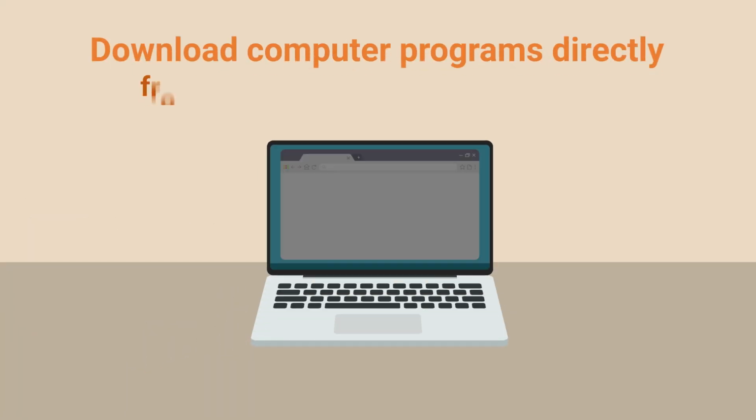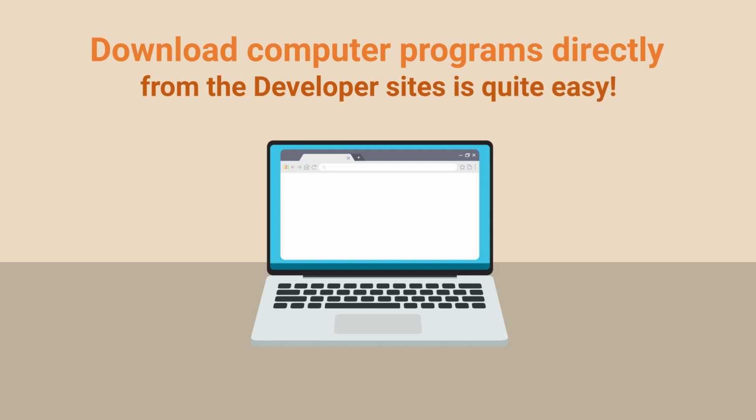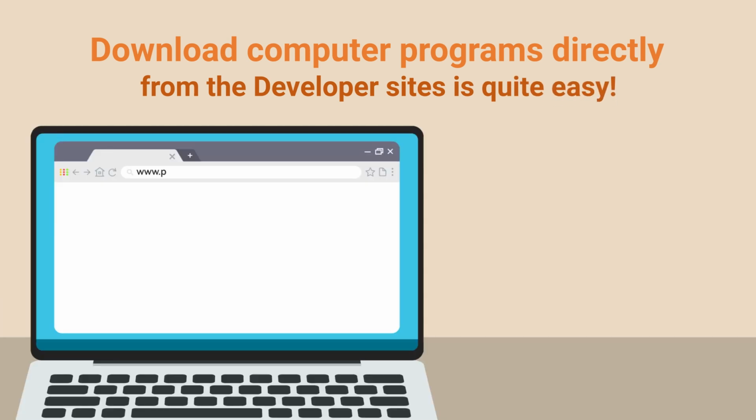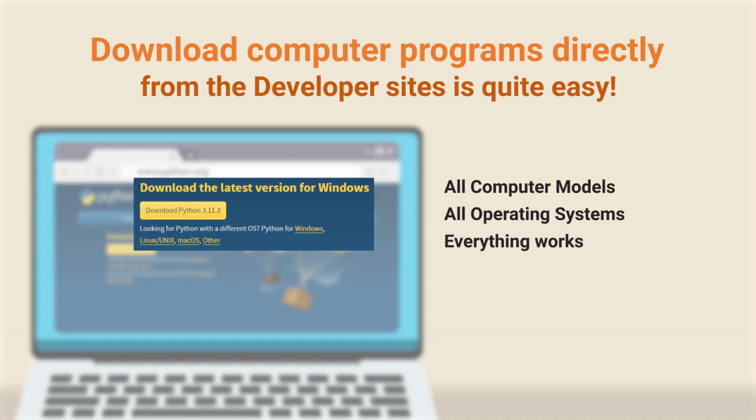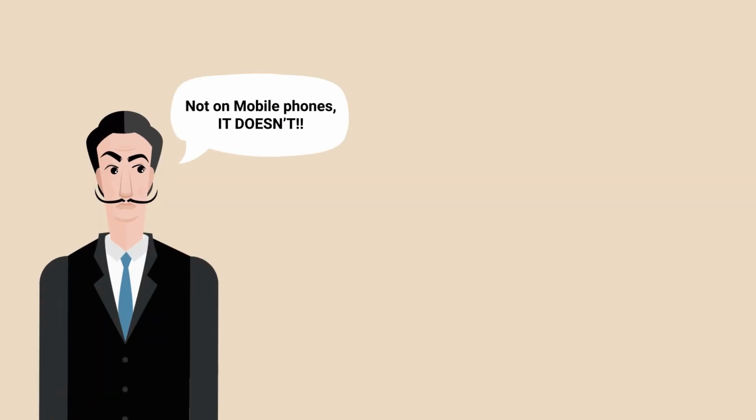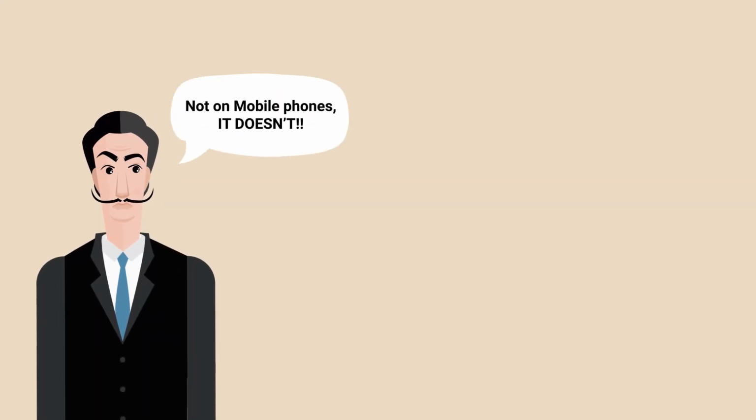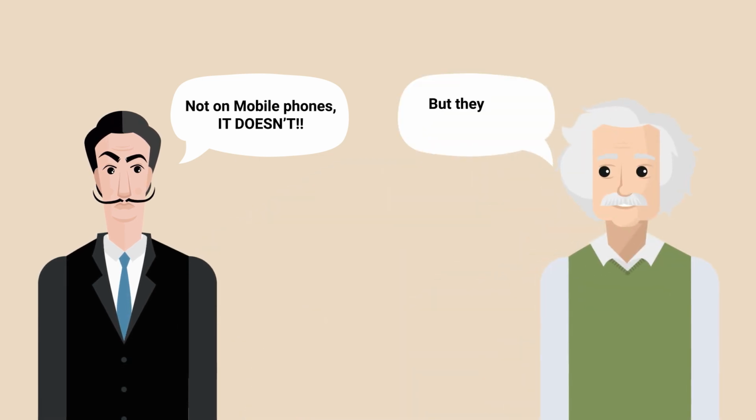Sometimes we need to download new programs into our computers, and the solution is quite easy. We just go to the developer site and download from there. We don't need to worry about the model of our computer or which is our operating system. Everything just works. But on mobile, it is very different. On mobile phones, it doesn't work quite like that. Yes, that's because they have app stores.